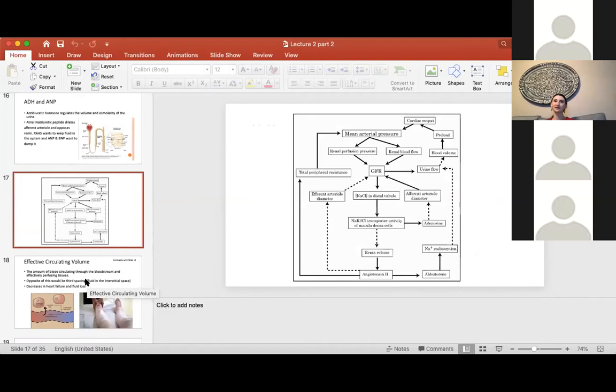I think his tables are always good to look at and remember and memorize. So I would just go through this a few times to make sure that you know where the inhibitory parts are and where it's stimulated.